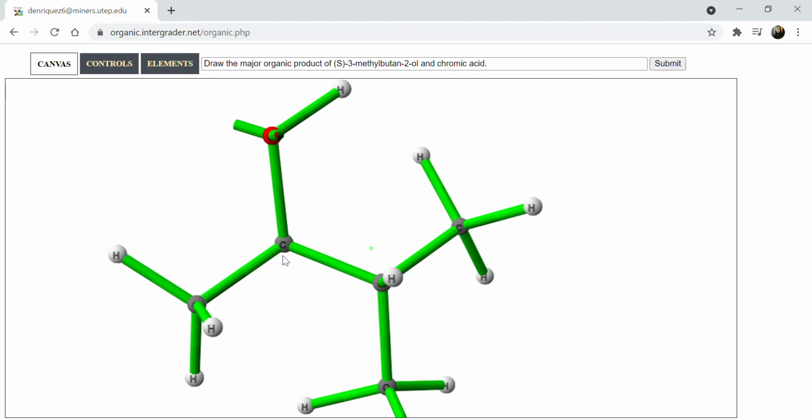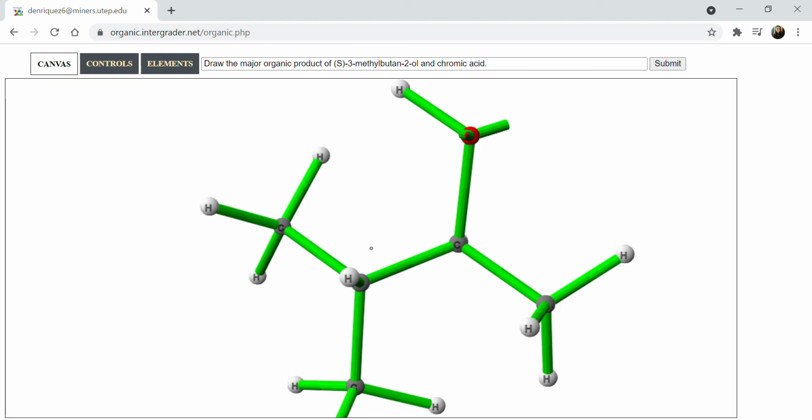So this is my chiral center. First priority, second, third, it's going right there to the right. So I'm going to mirror that. First priority, second, third, it's going counterclockwise. That's exactly what we want. And it's connected to a secondary carbon.